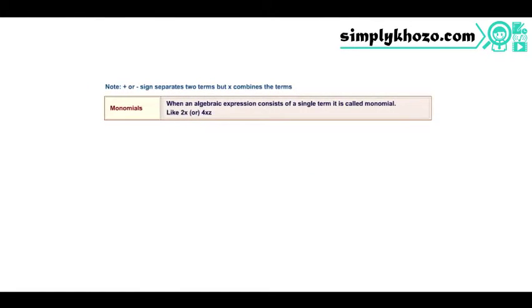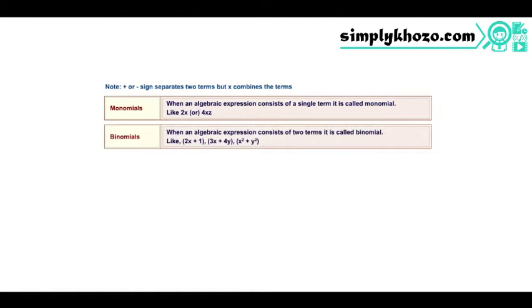Depending upon the number of terms, expressions can be categorized as monomials, binomials, trinomials, quadrinomials, or polynomials. Monomials. When an algebraic expression consists of a single term, it is called a monomial, like 2x, 4xz. Binomials. When an algebraic expression consists of two terms, it is called binomial, like 2x plus 1, 3x plus 4y, x square plus y square.